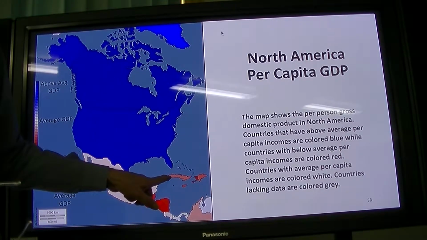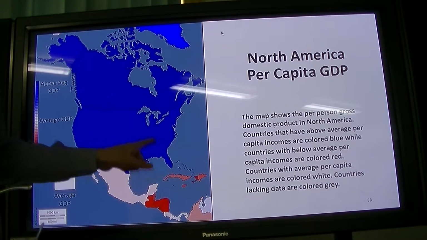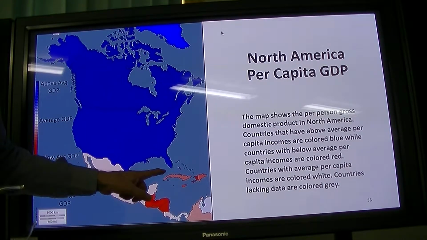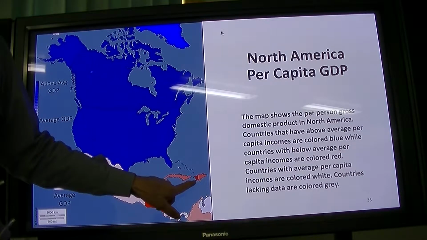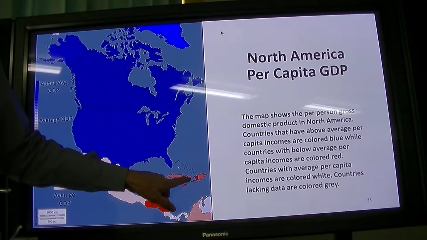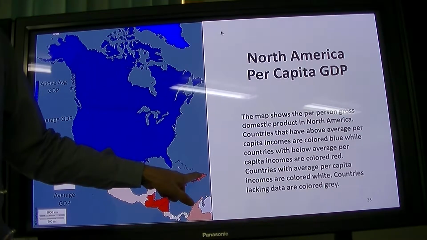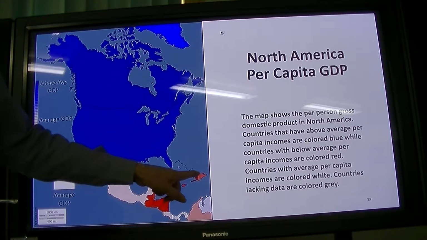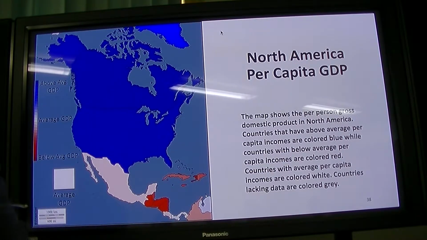Then here's the Caribbean. That's Cuba. Of course, it has had a trade embargo with the United States, so that's been a problem. That's Haiti, the dark red, one of the poorest countries in the world. Lots of problems. There's the Dominican Republic, a little bit better off. Some natural resources in the Dominican Republic. Also a fairly close relationship with the United States.